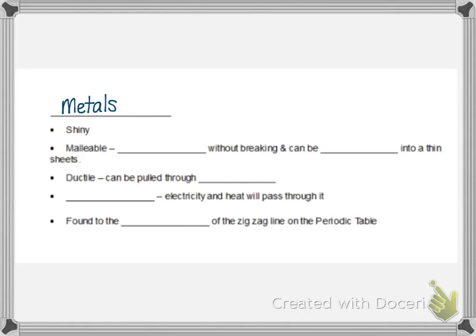You need to know that metals are shiny, they're malleable, which means they're able to bend without breaking, and they also can be hammered into a thin sheet or sheets. So that's what malleable means. Also, they're ductile, which means they can be pulled through wire. Also, metals are conductive. They are conductive to electricity, and they will let heat pass through them.